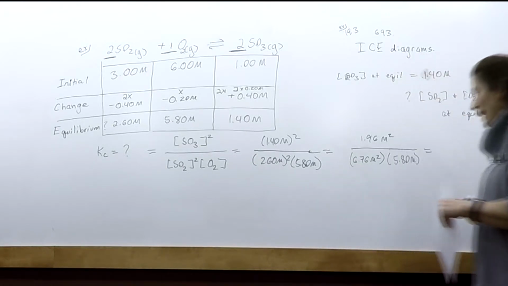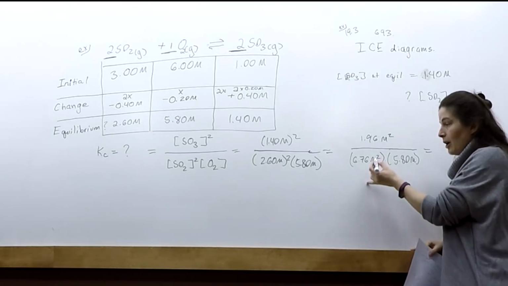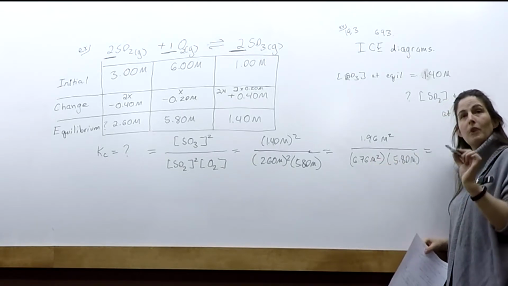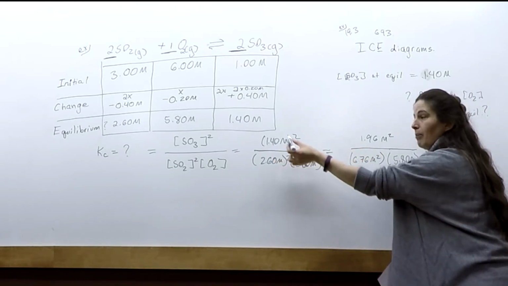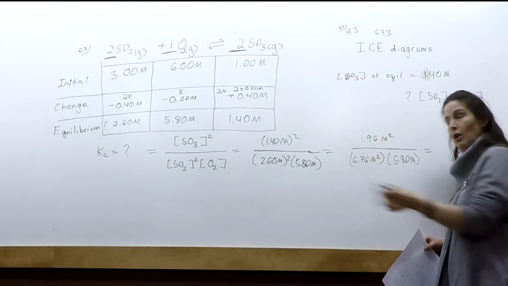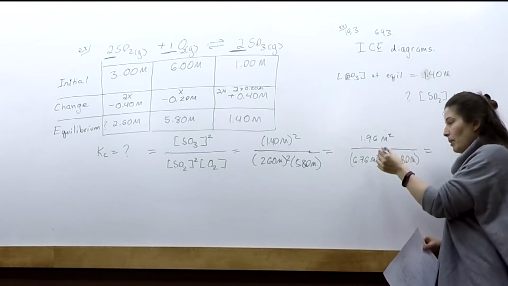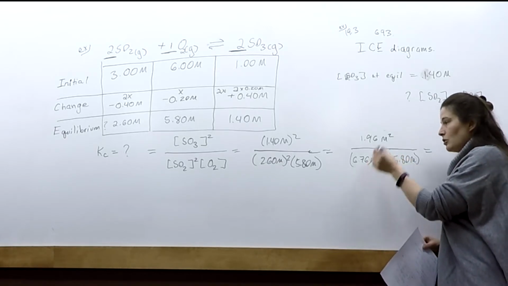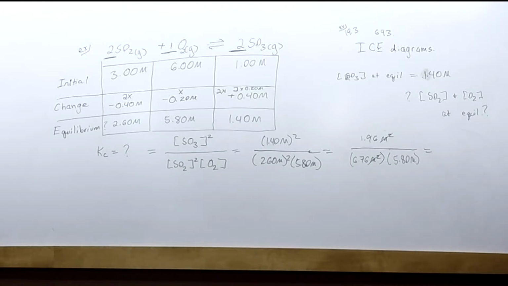Okay, why I did this part, I know you guys can all square it on your calculator and do that math, but I want to look at these units. You want to follow these. When I squared this term on the top, I also squared the molarity, so my molarity is now squared. When I squared the bottom one, my molarity is now squared. But now when I divide it out, these two molarities cancel out. So those two are gone.